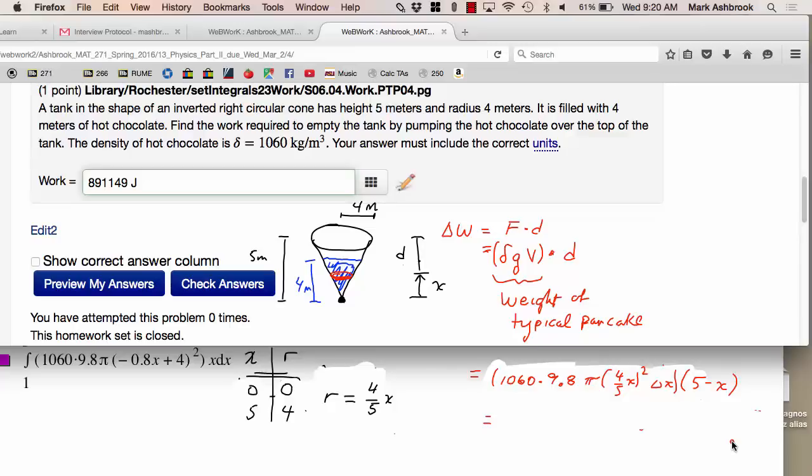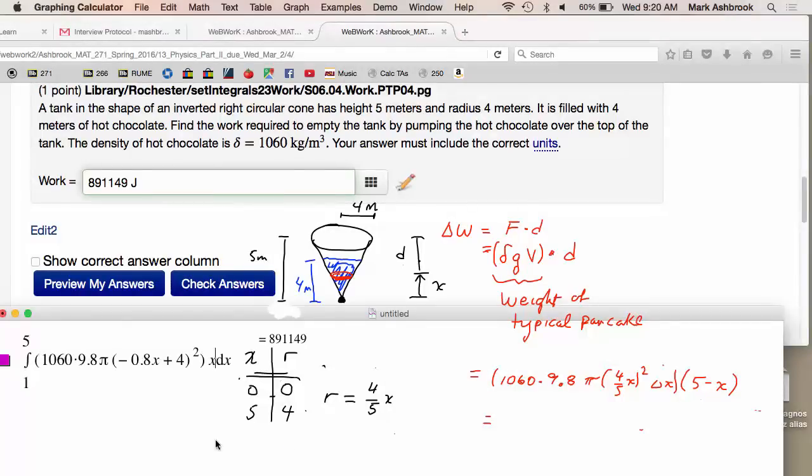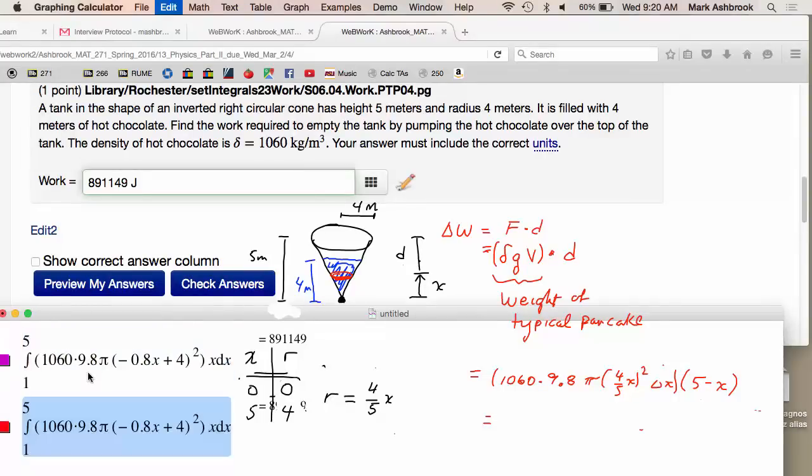Okay, and then the last thing is the limits of integration will be different too. We're going to integrate from what to what? So all the layers of chocolate milk in terms of values of x go from what to what values of x? So that will be x from 0 to 4. So how will this integral be different? So now we're going to go from 0 to 4.